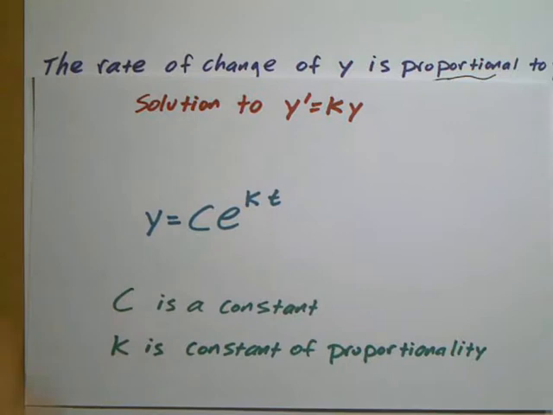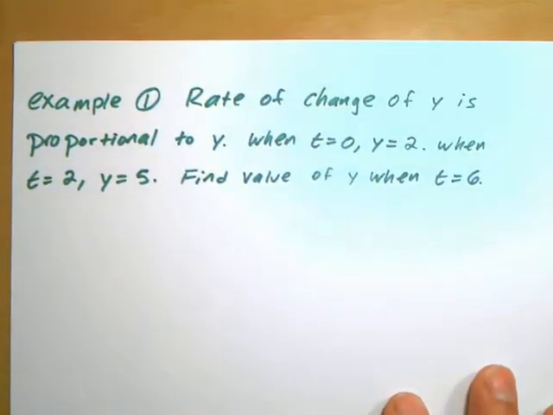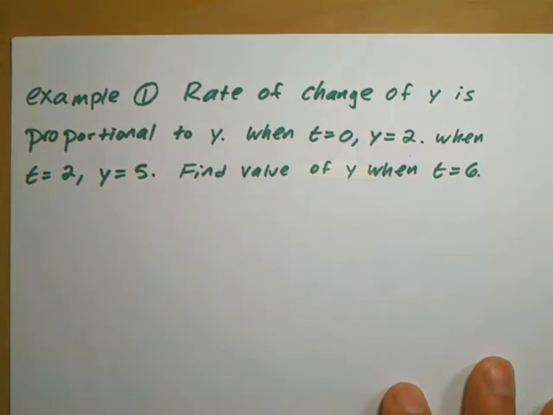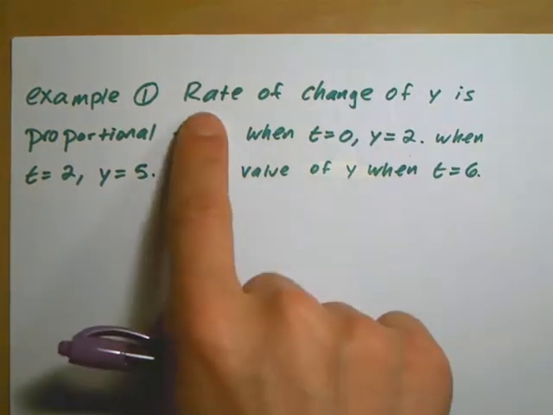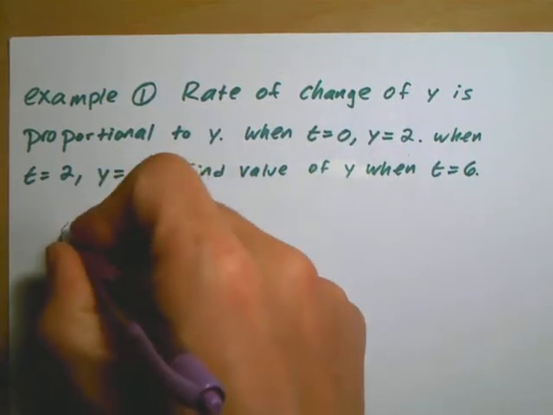Here's the important part, is that whenever we're given a differential equation like this, it's going to have this form of a solution. So c is going to be a constant, and then k is called the constant of proportionality. So this k determines if it's growth or if it's decay. Alright, let's go ahead and copy this into your notes if you haven't already, and let's go over an example.